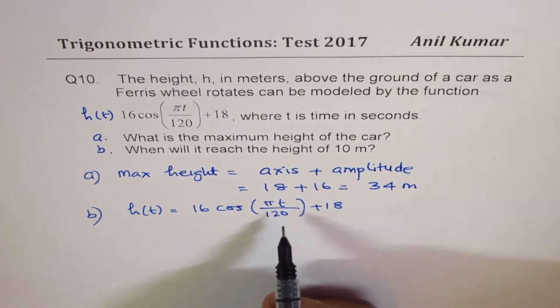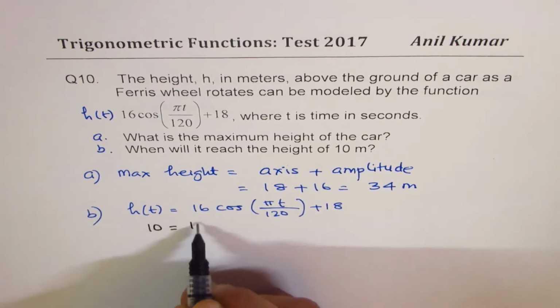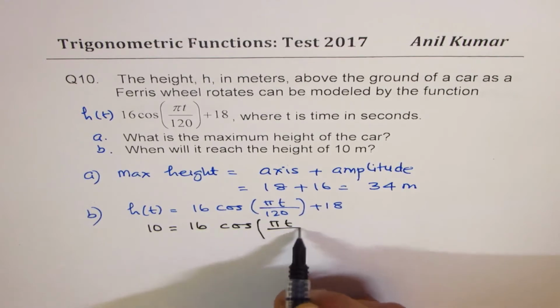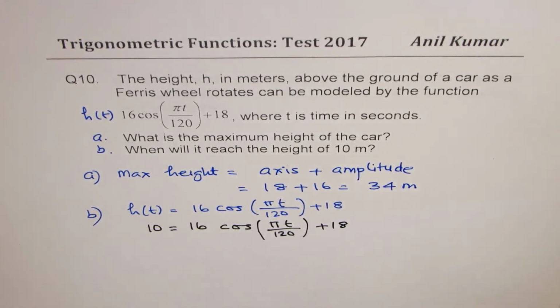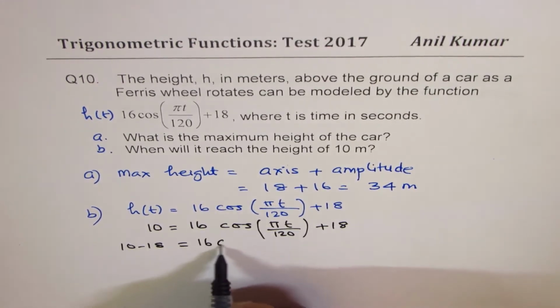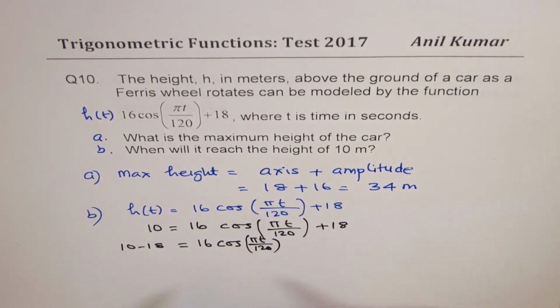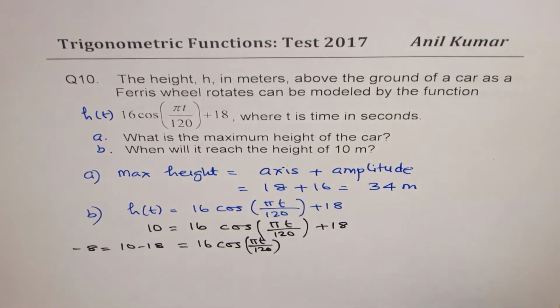Now when we have to find t when the height is 10 meters, replace this by 10, 16 cos of pi t over 120 plus 18. So bring it to this side. So we get 10 minus 18 equals 16 cos of pi t over 120. Now that is equal to minus 8.